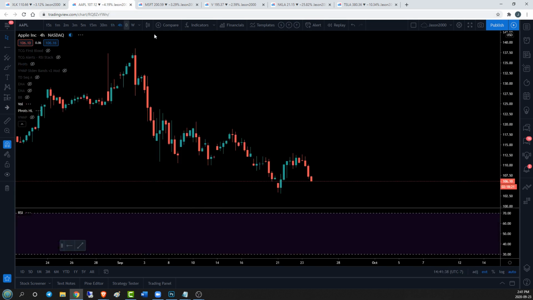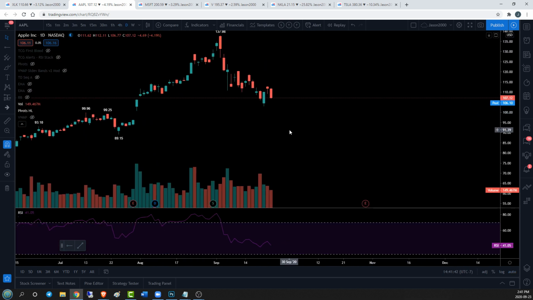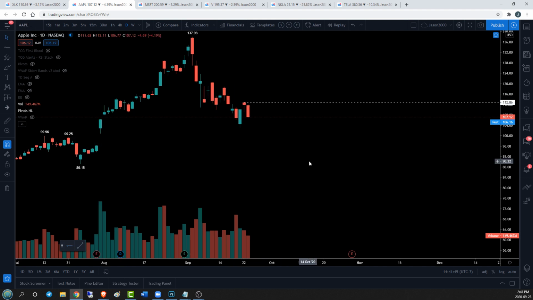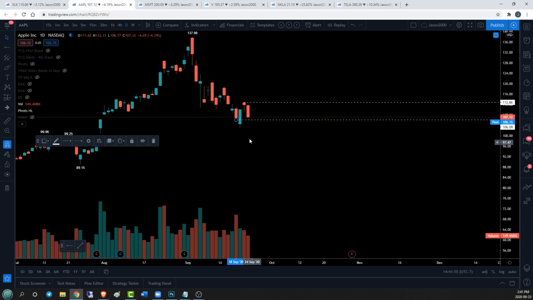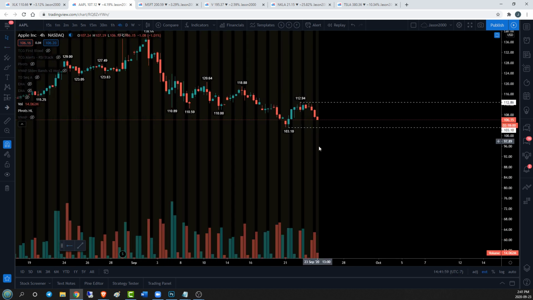AAPL on the 4-hour time frame, similar situation, of course. It's going to be sympathetic to XLK because I think Apple is the largest asset inside XLK. Lower high set of 112.86. We have low support at 103.10 down here. Let's plug that magic little line in there. 4-hour downtrend. We have a nice 4-hour downtrend.